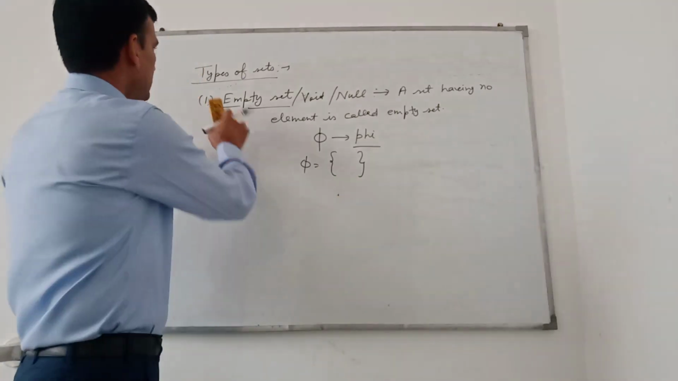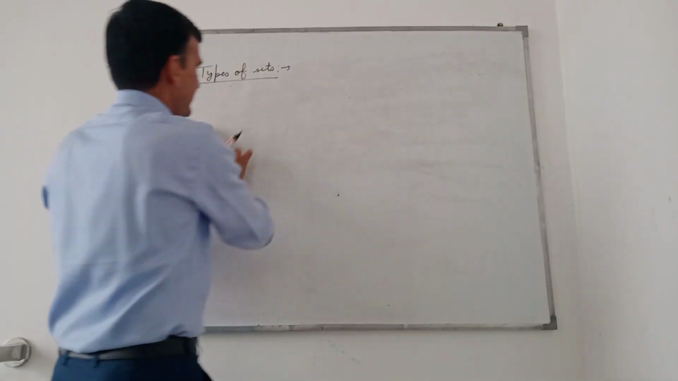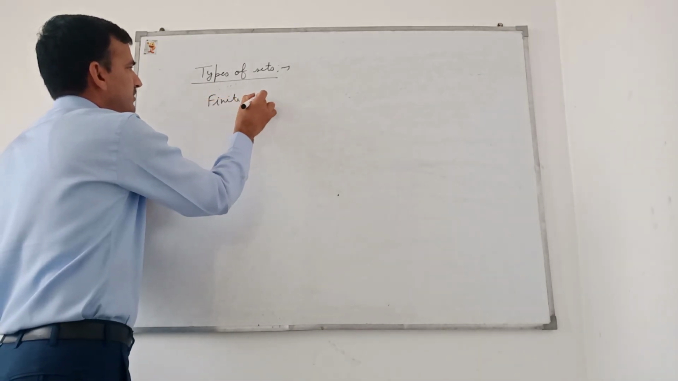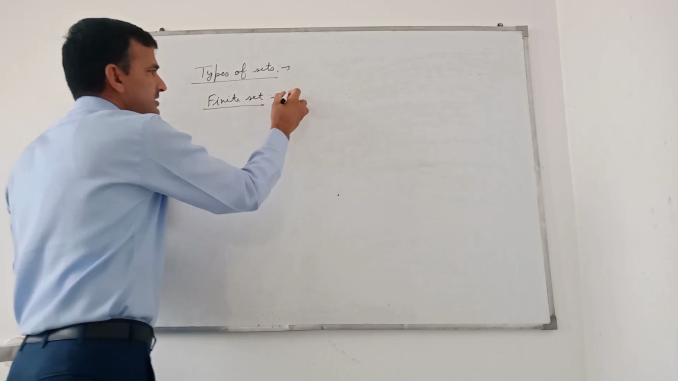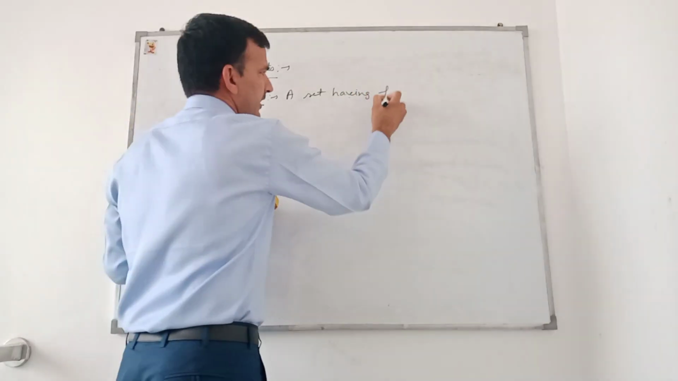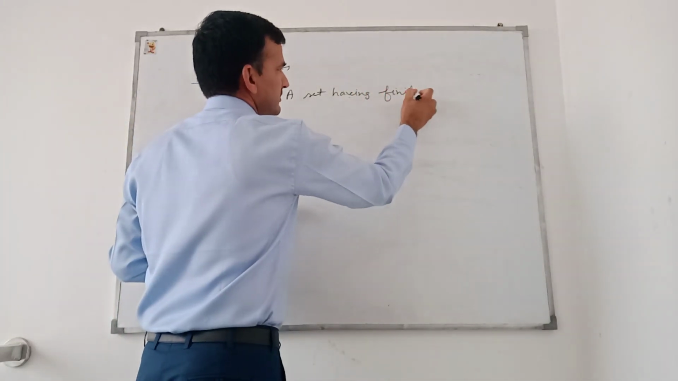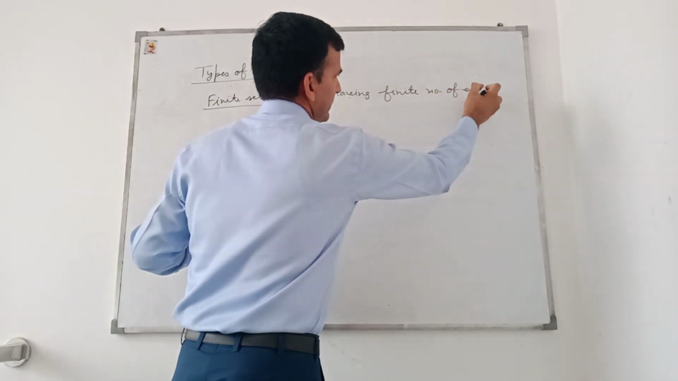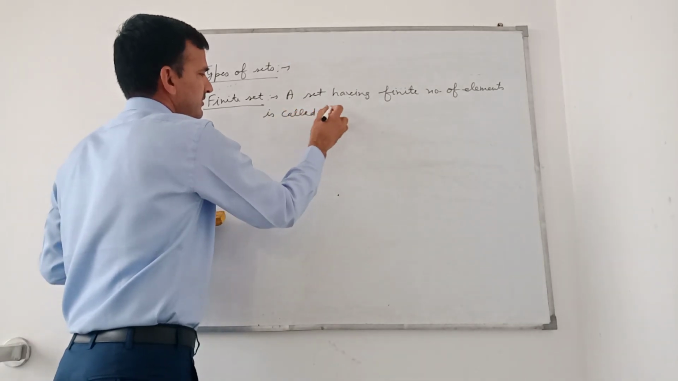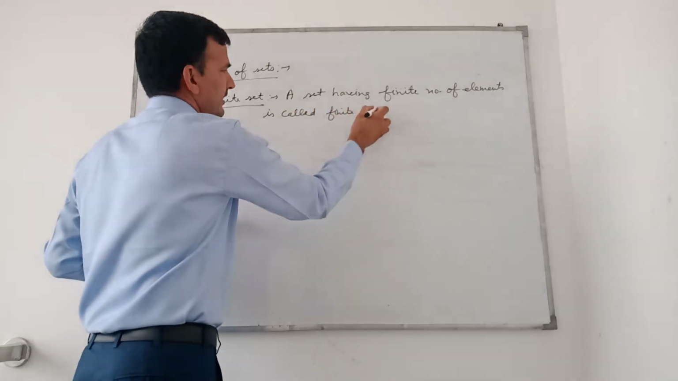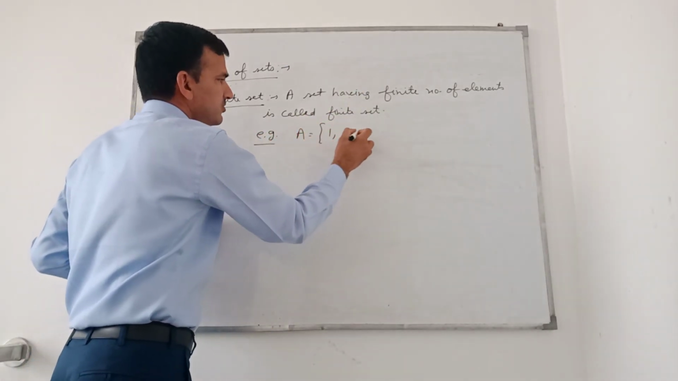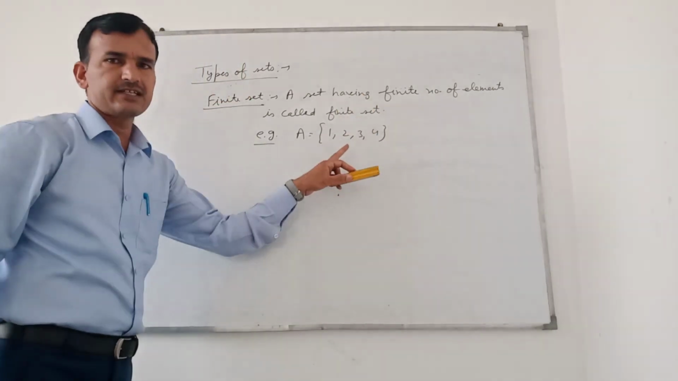Clear? Now the next definition, finite set. A set having a finite number of elements is called a finite set. For example, let set A be {1, 2, 3, 4}. This is a finite set because it has a finite number of elements.